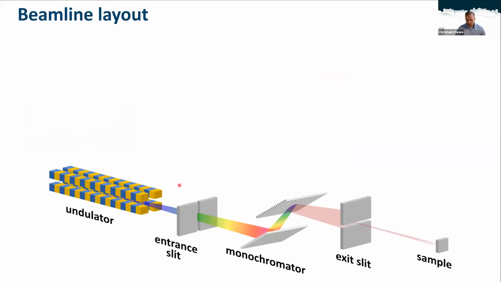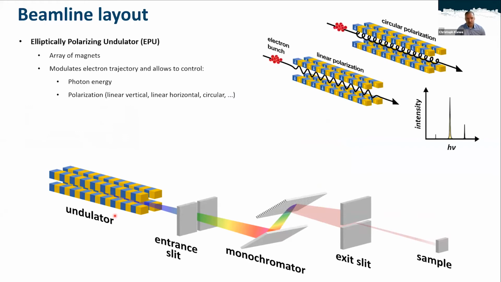And if we go from left to right, here we see the first element in this beamline is basically an insertion device. In this case, it's an elliptically polarizing undulator. An elliptically polarizing undulator, or short EPU, is basically an array of magnets that can be adjusted, and thereby that allows us to modulate the electron trajectory. And by forcing the electrons on different trajectories, we can then generate X-rays, control the photon energy.